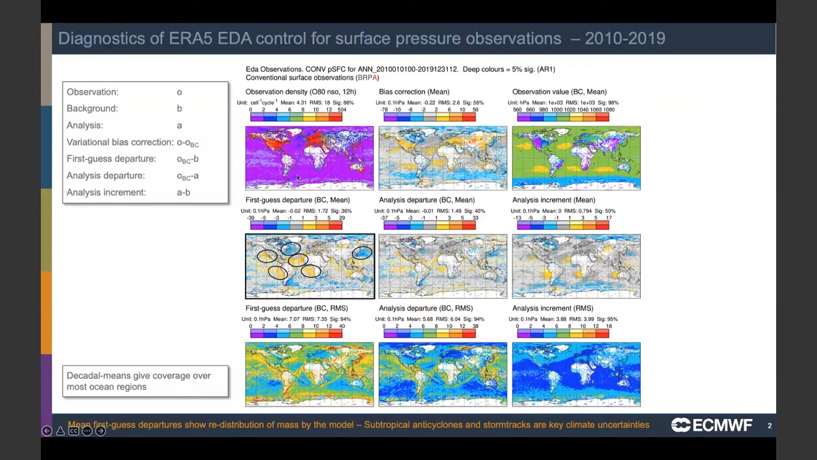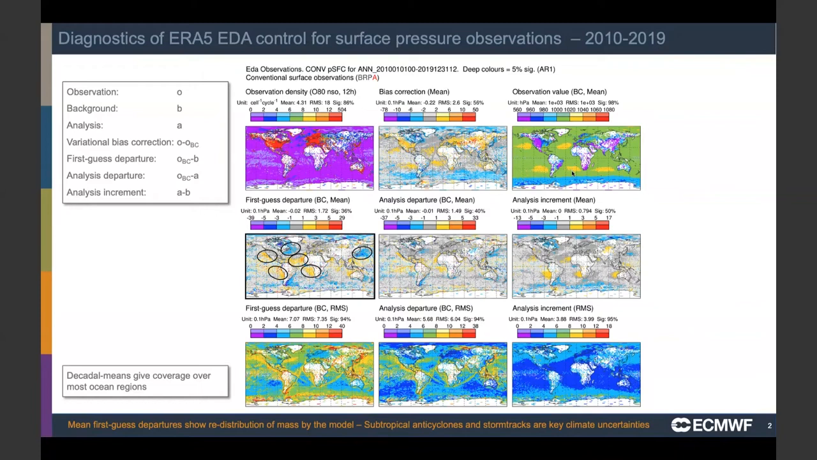The next plot, on the top middle, is the bias correction. We have a variational bias correction scheme that's applied in the model, and various other approaches to bias correction. What I'm showing there is the uncorrected observation minus the corrected one, as in that little formula on the left-hand side. Top right shows the observed value, the mean over a whole decade. So it's a lot of data. You can see, for example, the subtropical anticyclones in the yellow regions there. There's not a lot of detail in that one, I'm afraid, on this scale.